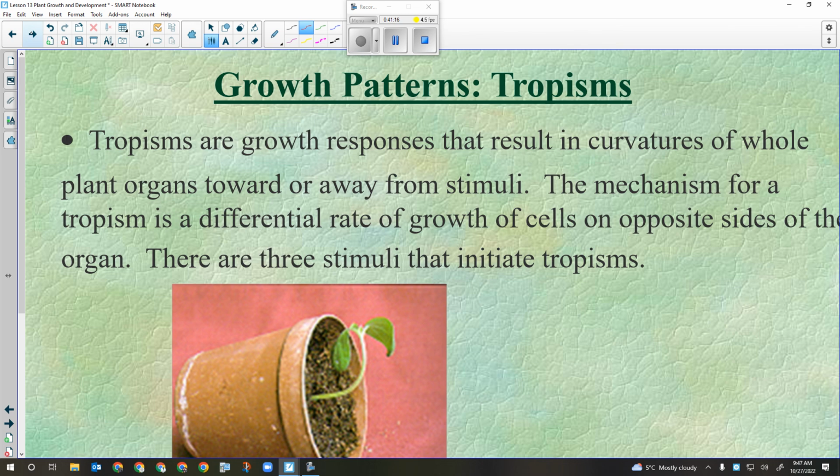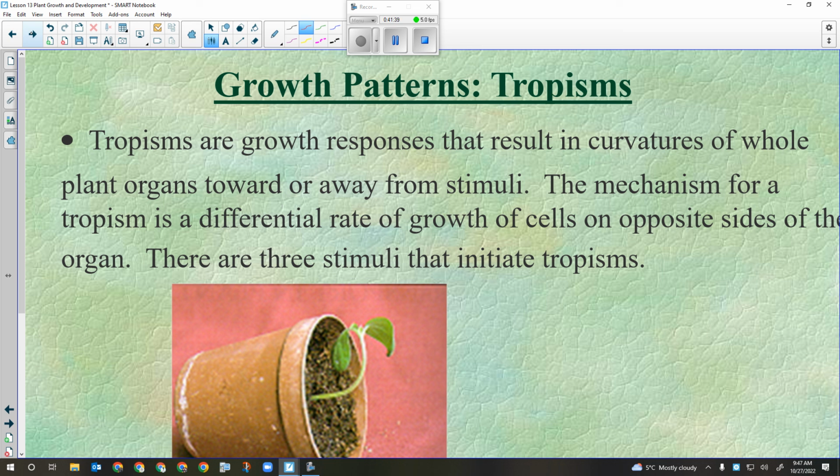All right, now we have to talk about the tropisms. There are only 3 tropisms, so they're pretty easy to remember because they're caused by very different things. First, we have to know what a tropism is. A tropism is a growth response that results in the curvature of the plant, either just one part of it or the whole thing. They grow towards or away from stimuli.